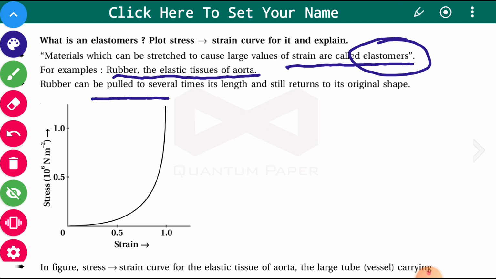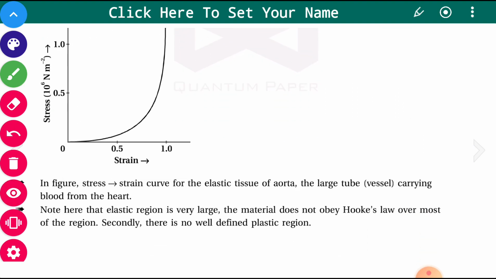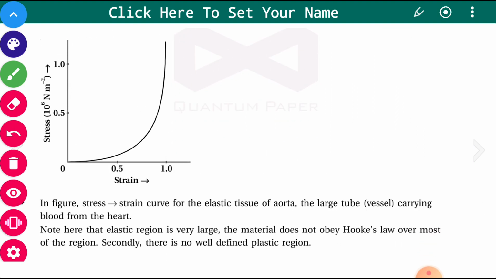Rubber can be pulled to several times its length and still it regains its original shape and size, as you know. The graph of stress versus strain for the elastic tissue of the aorta, the large tube vessels which are carrying the blood, is shown here.